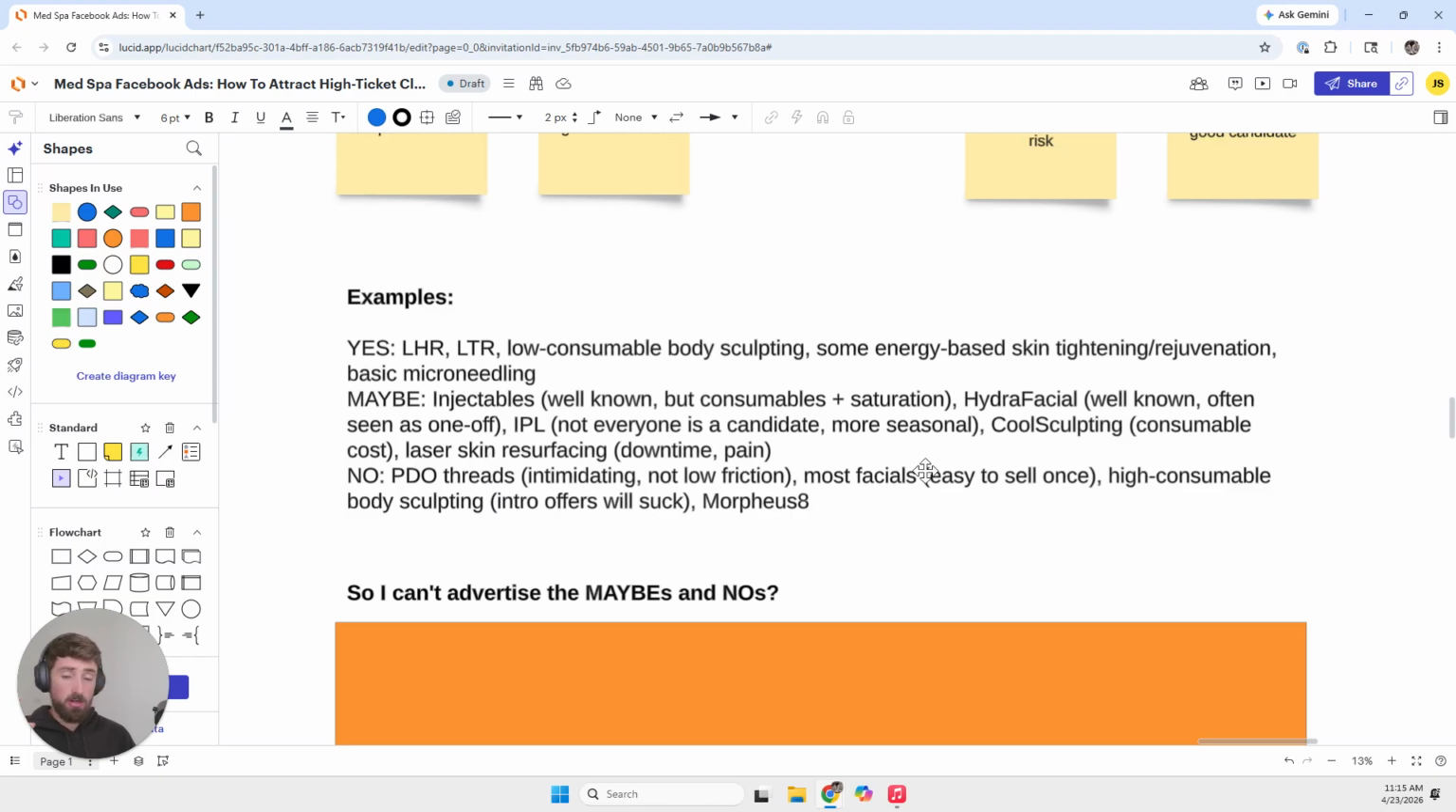Most facials are going to be a no for us most of the time. The reason for that is because facials are very easy to sell once, and we have absolutely run and are running facial campaigns right now. But the issue with facial campaigns is that most people see a facial similar to getting a massage or something, where they're just going in, it's a relaxation thing, they're going to get a quick glow up, and then they're going to cool off on it and never need it again. And so facials are kind of a no, but they're leaning towards a maybe.